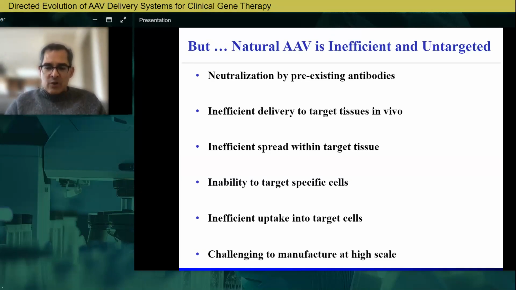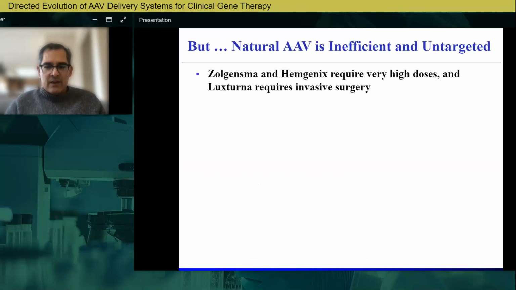So this begs the question, how is it that we actually have 7 FDA-approved products to date? The answer is that for these products, the delivery challenge is typically brute forced in one of 2 ways. First, one can administer extremely high doses to overcome the inefficient delivery for a given particle. And the second is that some of these treatments involve invasive routes of administration to place the virus right next to the target cell, because otherwise the virus wouldn't have a prayer of reaching that target.